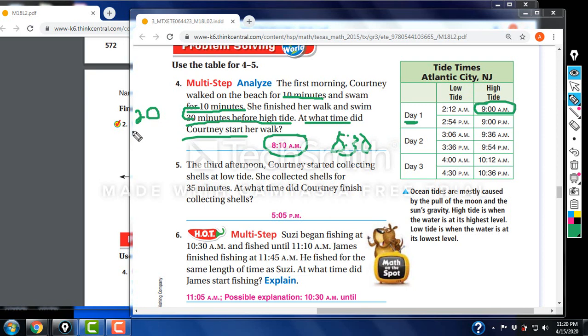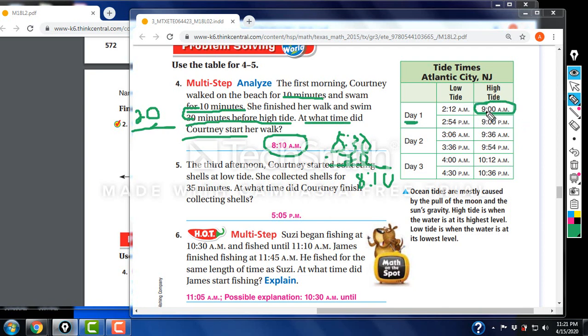But she spent 20 minutes doing these activities. So then I subtract 20 and I get 8:10. That's when she started, at 8:10. And if you want to check it, you can add the 30 minutes and then add the 20 and you'll get to 9 o'clock. So that's how you do that. The key here is to go to day 1, go to the AM, and go to the first morning. And this is the key right here: 30 minutes before high tide. You have to be able to analyze this.